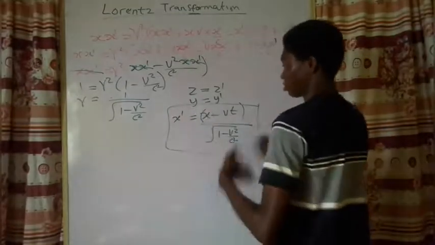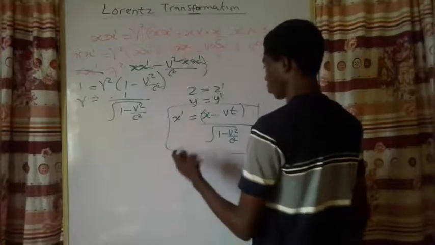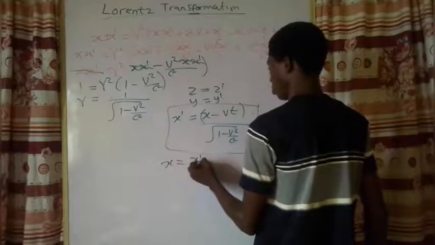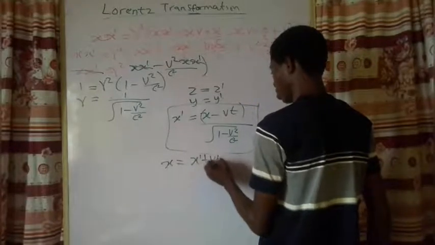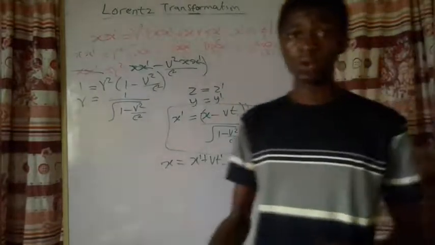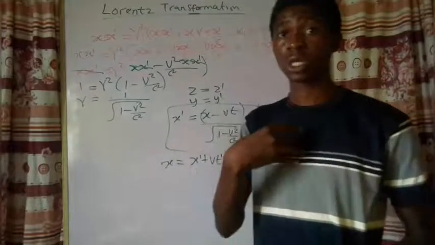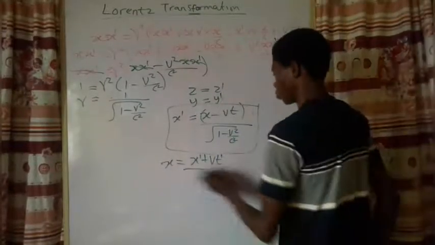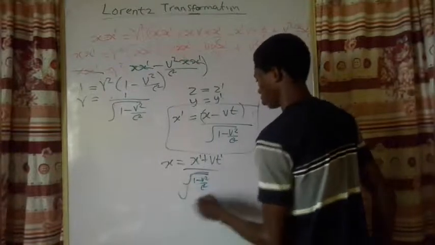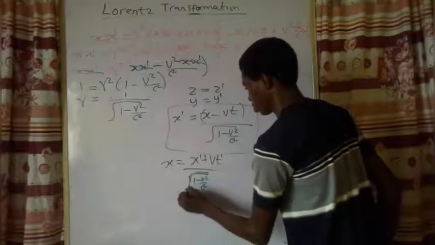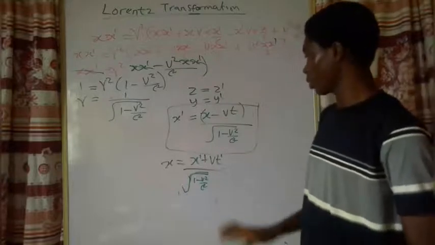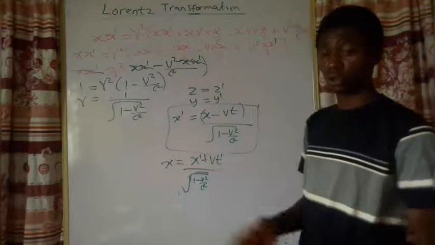Now, what is going to be X? I would have shown you, but there's no need for us to waste so much time. X is going to be, in terms of X prime, X prime minus or plus VT prime. You know, the reason why it is plus here is because if I'm seeing your velocity to be negative, you are going to see my own velocity to be positive. So that is just it. Over 1 minus V square over C square. So this is what we have. So that is the transformation of coordinates.